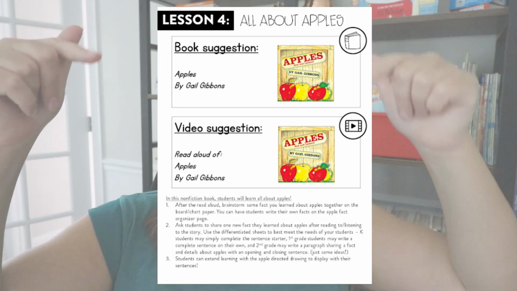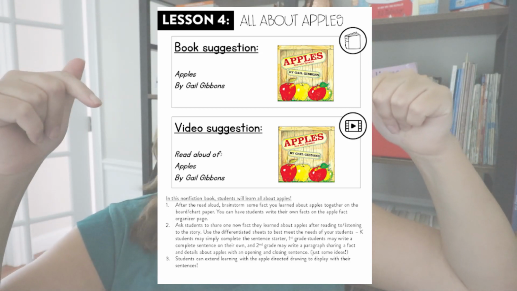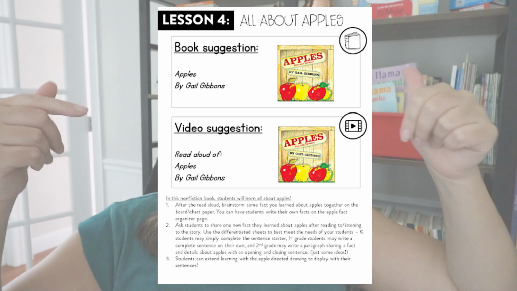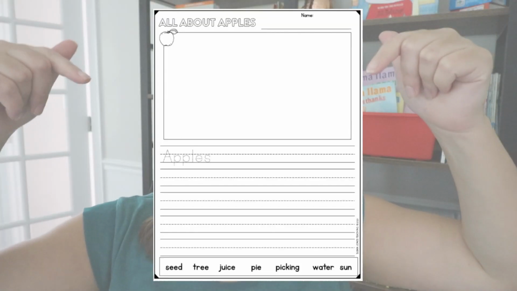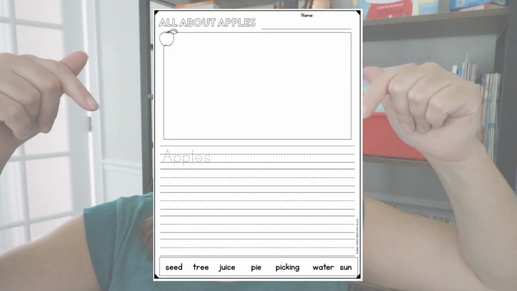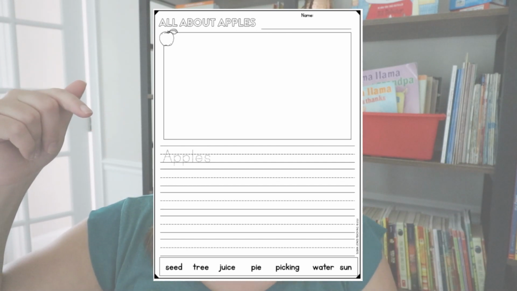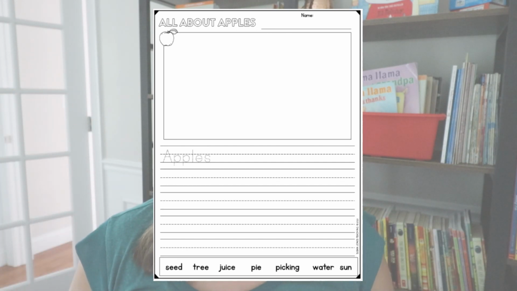Inside there, I have a couple different things related to apples that I wanted to share. For each of the themed mini lessons, you'll see a little book suggestion as well as a video suggestion for students to learn about the topic. In this case, they were learning about apples. And then I included a bunch of different differentiated writing sheets, so this product would work for kindergarten, first, and second grade. Here you can see a box with a word bank down at the bottom, and it also has a traceable sentence starter for students to use. That way they can just share one fact about apples.